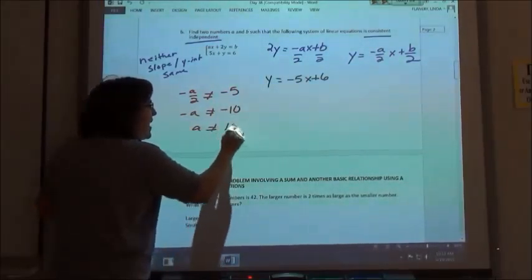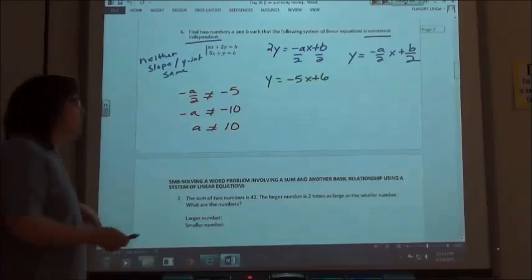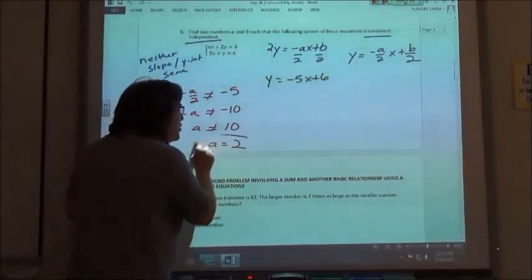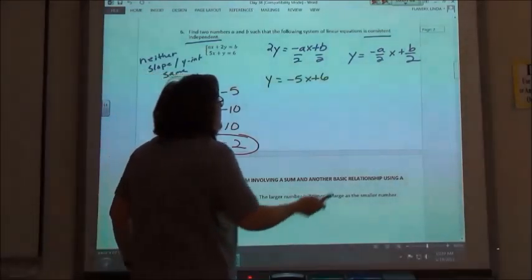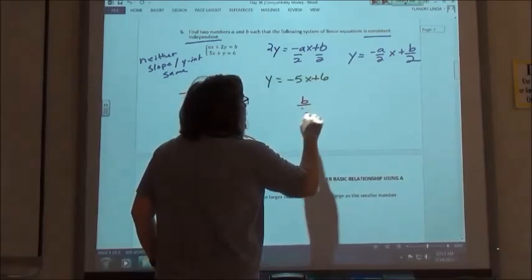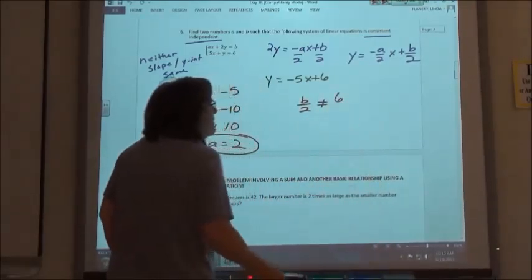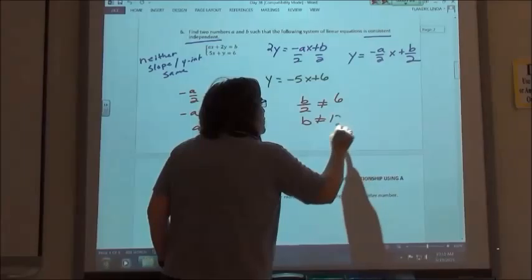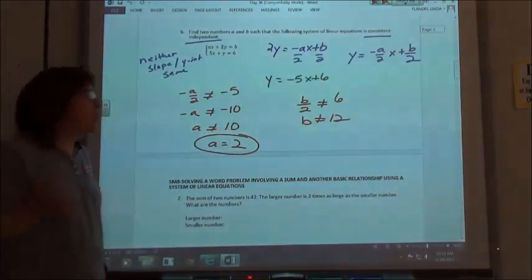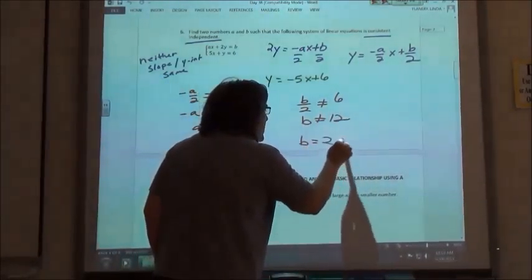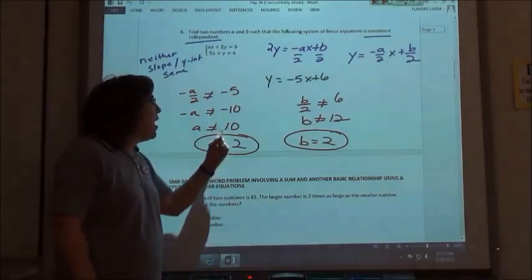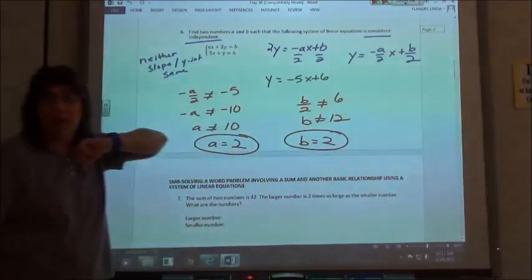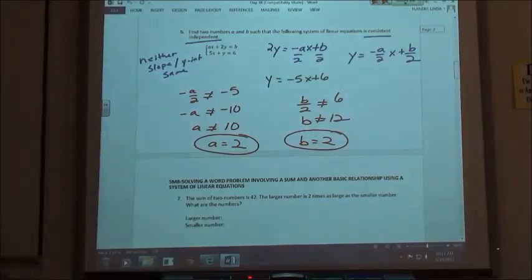A can't be 10. So you pick any number in the world other than 10. I'm going to say a is equal to 2 then. Whatever number you want to pick, it doesn't matter. Then I'm going to do the other one, and I'm going to say, okay, b over 2 cannot equal 6 then. So b cannot be equal to 12. Again, I can pick any number in the world I want to. Maybe I want it to be 2 again. So both my slope and my y-intercept can be any number in the world I want to pick other than what I got for the solution when I solve them, if I'm consistent independent.